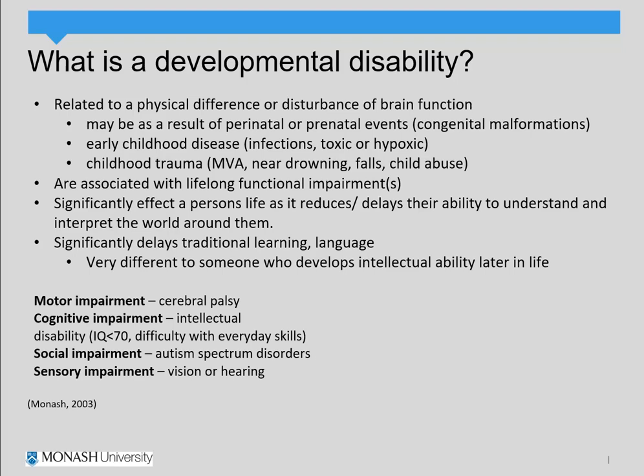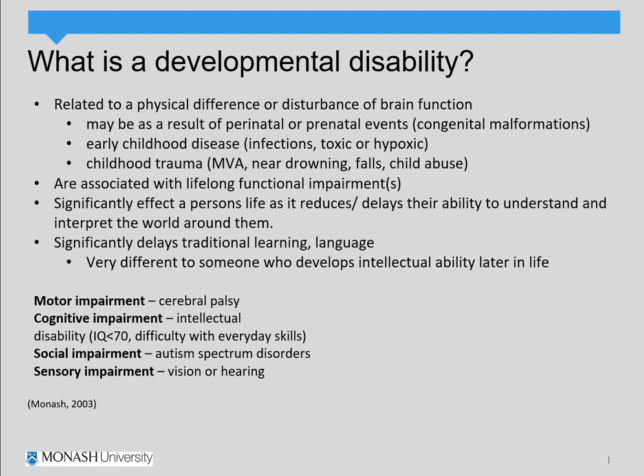So there are 4 groups that I'm going to flag with you. The first one is motor impairment. So think things like cerebral palsy. The disturbance in brain function affects the ability of the brain to send messages to the body in terms of controlling the body. Cognitive impairment is things like intellectual disabilities, someone who has an IQ of less than 70, and that usually results in difficulty with everyday skills and the acquisition of those things such as language, such as reading and writing.